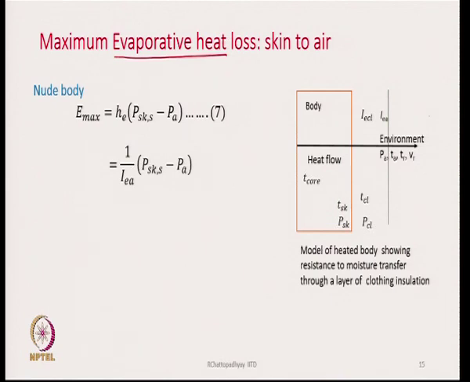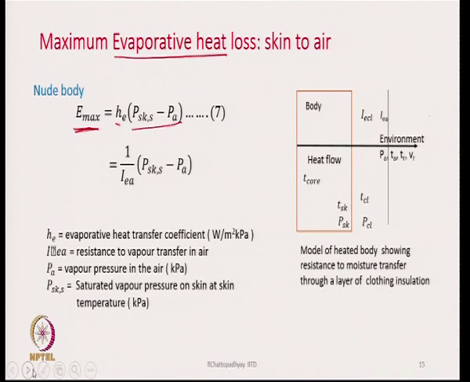So, now for a nude body, the maximum evaporative heat loss could be HE into PSKS minus PA. PSKS and PA, what are these? They are stated here. PSKS is saturated vapor pressure on the skin at skin temperature, and PA is the vapor pressure in the air. What is the vapor pressure in the environment? That is PA, and vapor pressure next to the skin, that is saturated vapor pressure next to the skin at the skin temperature, that is PSKS, and HE is the evaporative heat transfer coefficient.